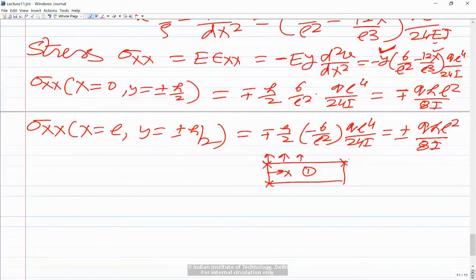So the beam is under tension here and the beam would be under compression here. So the sign is changing, as you see over here. So this is compression, here it is under tension, here it is tension, and here it is under compression.